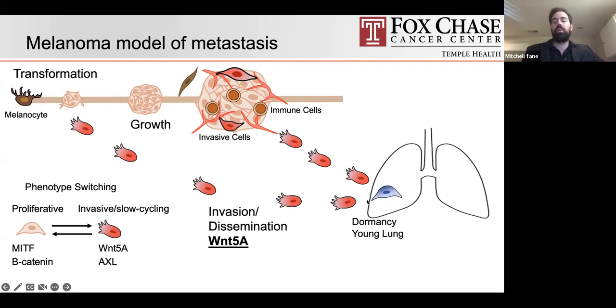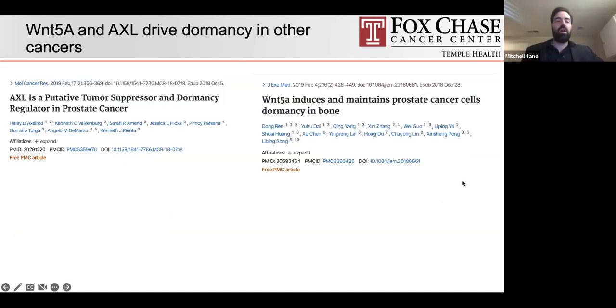So I begged the question, once they get to the lung, are they maintaining Wnt5a to induce this dormant state in the young lung? And in the aged lung, are they actually reducing the level of Wnt5a expression to allow them to reactivate? What was really interesting is while I was starting this project, these papers came out in prostate cancer showing that both the AXL tyrosine kinase receptor and Wnt5a were able to induce and maintain prostate cancer cell dormancy within these bone metastatic niches.